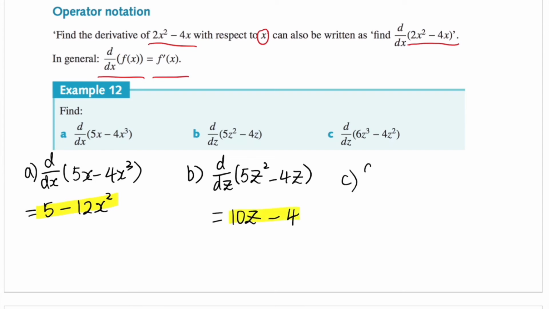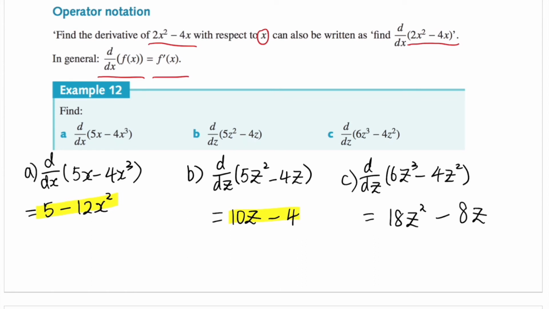Okay, lucky last one. We want to find d over dz of 6z cubed minus 4z squared. Again, we want to find the derivative of this function with respect to z. So we bring down the power 3 to multiply with the 6, we have 18, and reduce the power by 1, we have z squared. Second term, so negative 4 times 2 becomes negative 8, and reducing the power by 1, we have z to the power of 1.